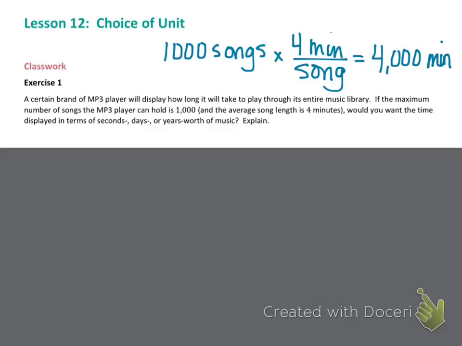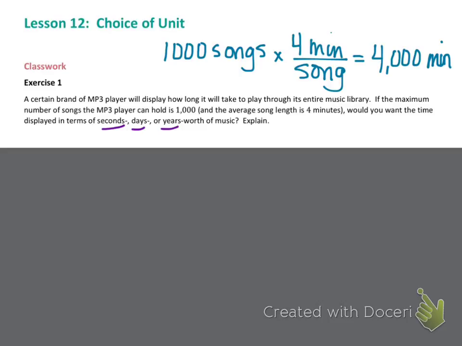I want to be able to think about, okay, how much time is 4,000 minutes? Is that going to give us days of music or just hours of music? I want to do some conversion because that number isn't particularly meaningful to me. But our problem is asking us to figure it out in terms of seconds, days, and years. So we'll do at least that.